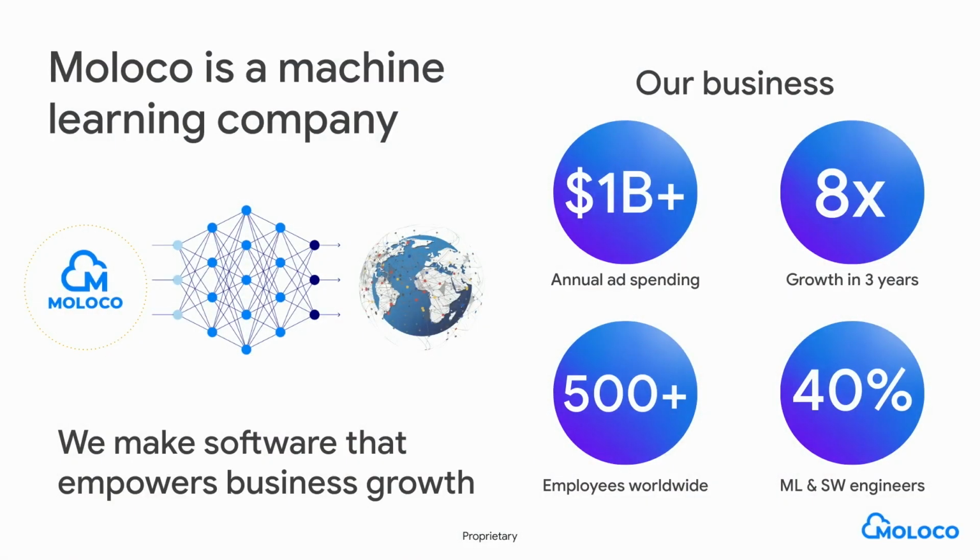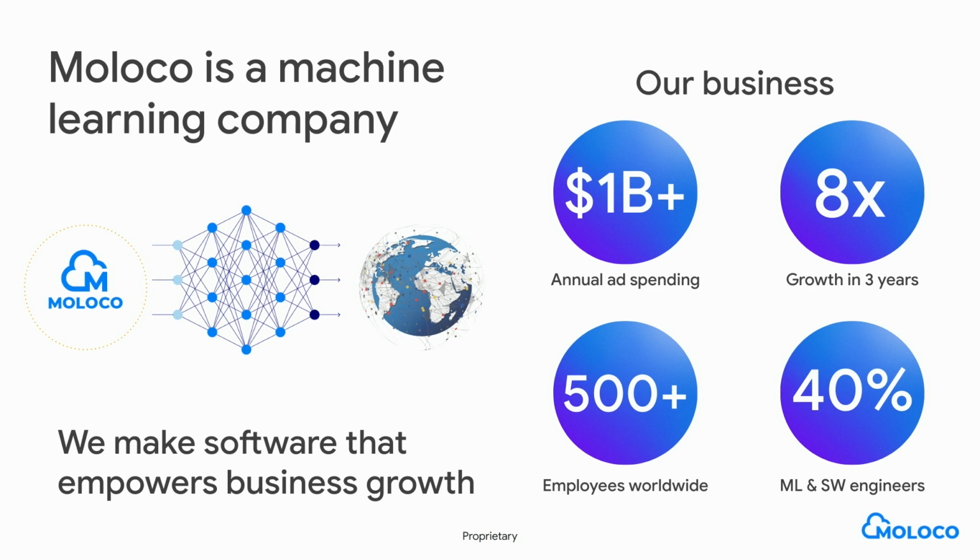We produce machine learning powered solutions that help our customers monetize their platforms through performance advertising. So we did about $1 billion in ad sales last year. We grew about 8x in the last 3 years. We actually made Financial Times list of fastest growing 100 companies this year. And we're a fairly small, lean, and focused machine learning company.